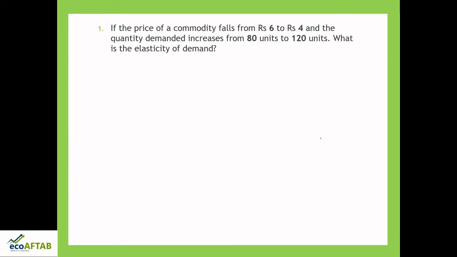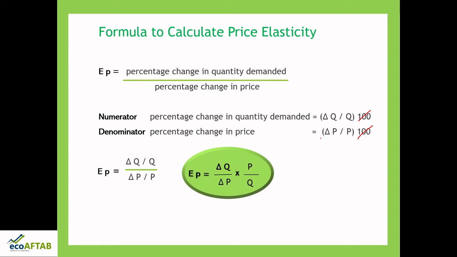Let us see a few examples as to how to make use of this particular formula. You may ask me what is the difference between this formula and this formula. This formula is helpful when you know the information in terms of percentage, but many times in real life examples, we will have quantity in terms of units and price in terms of rupees, dollars, pounds, etc. When that is the case, we need to make use of this formula, and you know that we have derived it from the earlier formula.